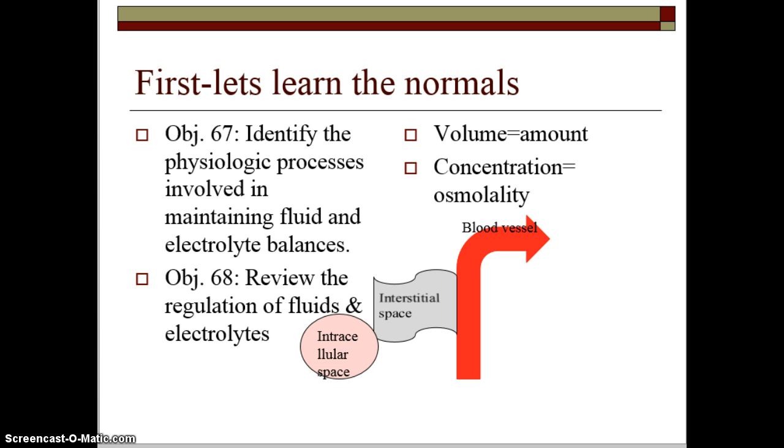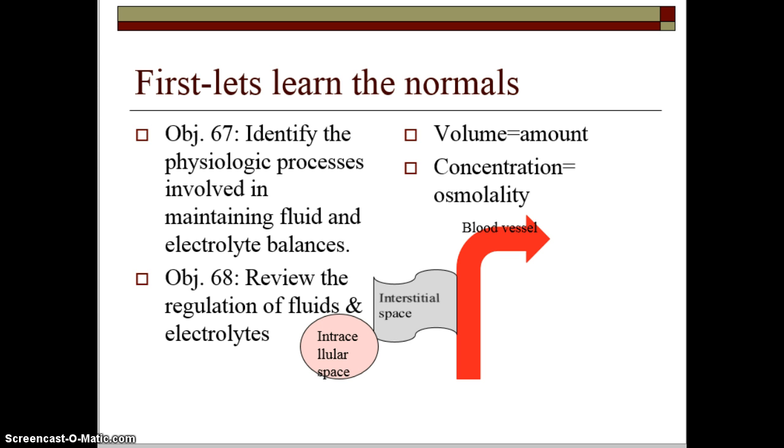As we get started in this unit, we first of all need to learn the normals. When we look at the physiological processes to maintain fluid and electrolyte balances, they're very complex. They interact and work together. So we know that the volume is the amount. How much blood volume do I have? Is it enough to perfuse? Is it enough to make urine output? And then the concentration is the osmolality or the thickness of that.